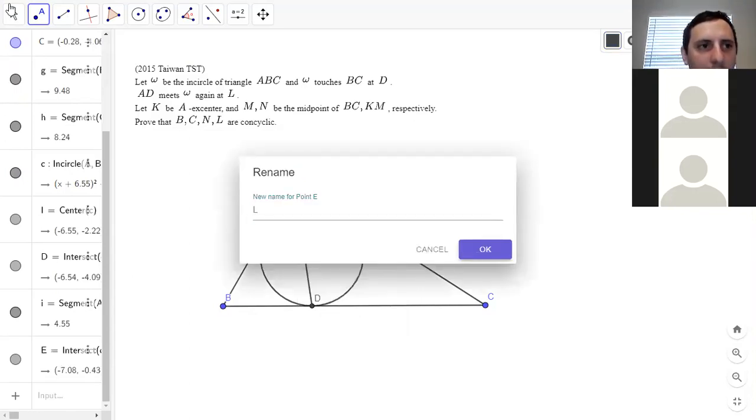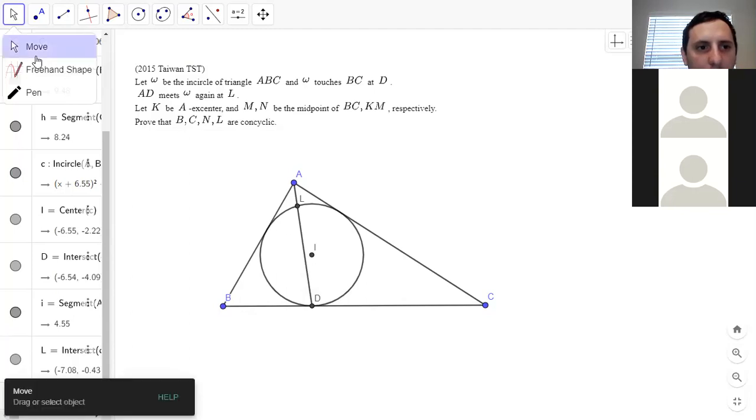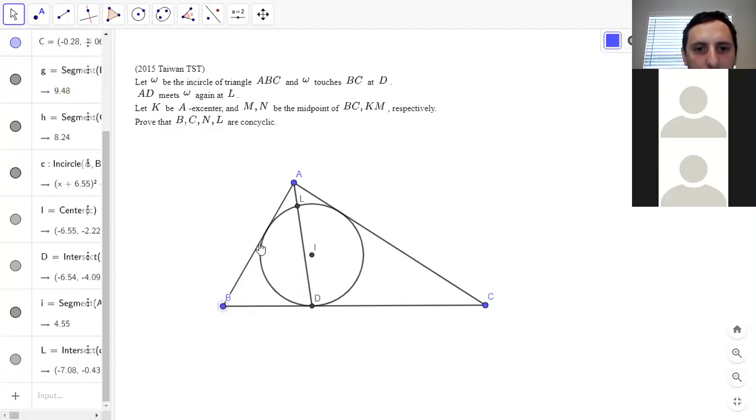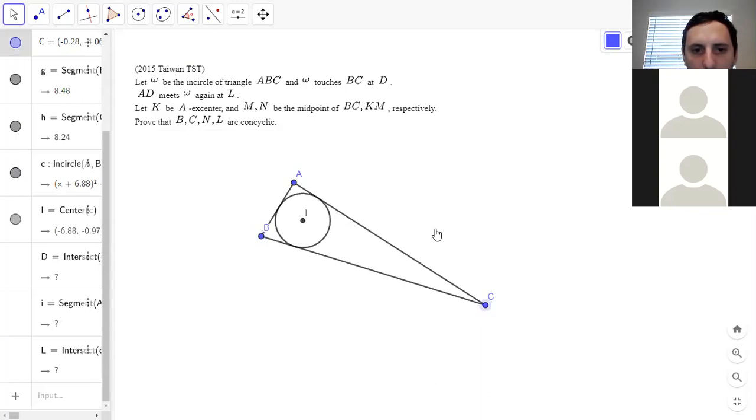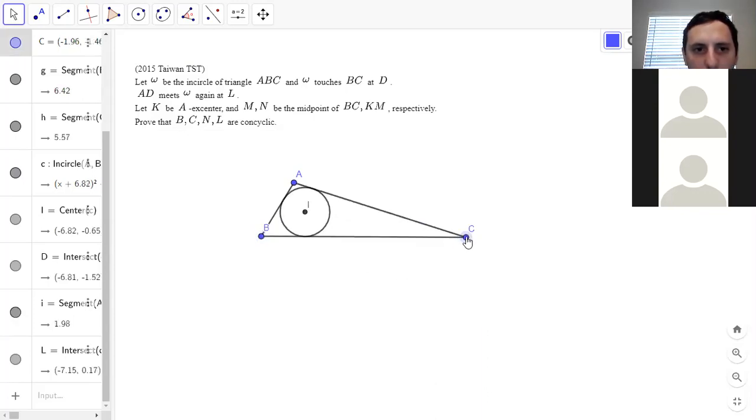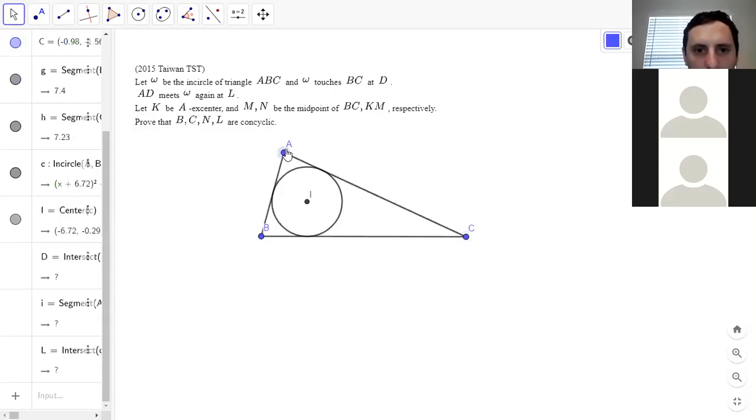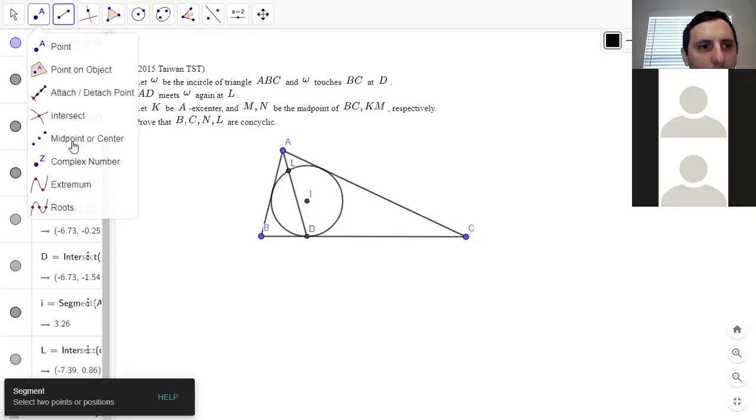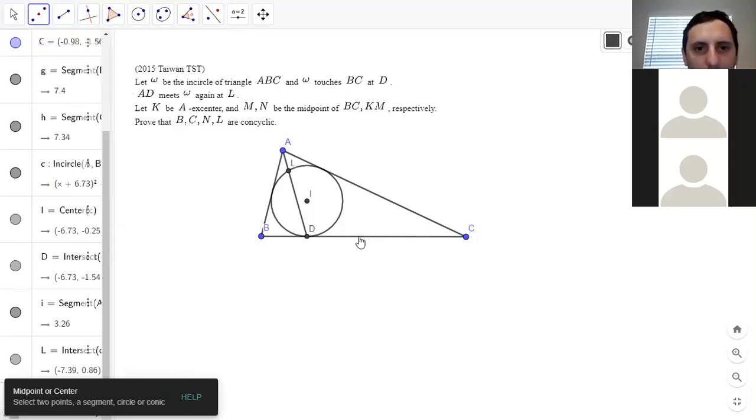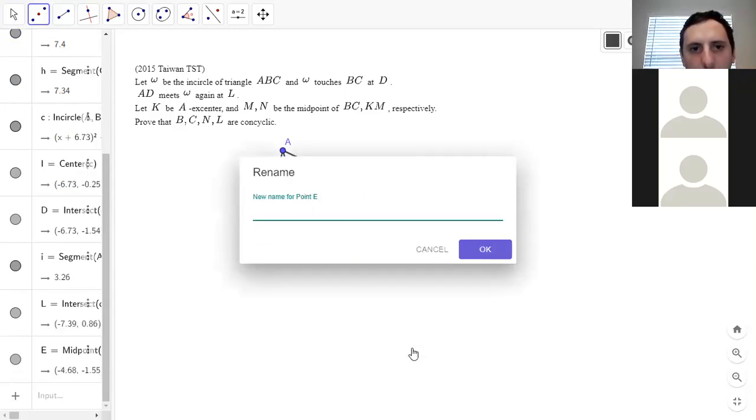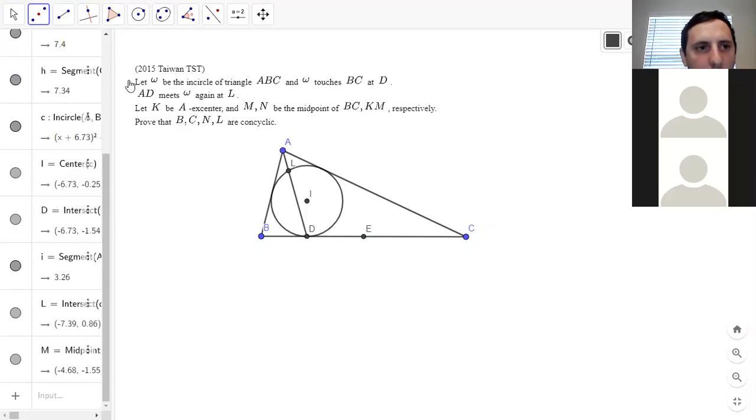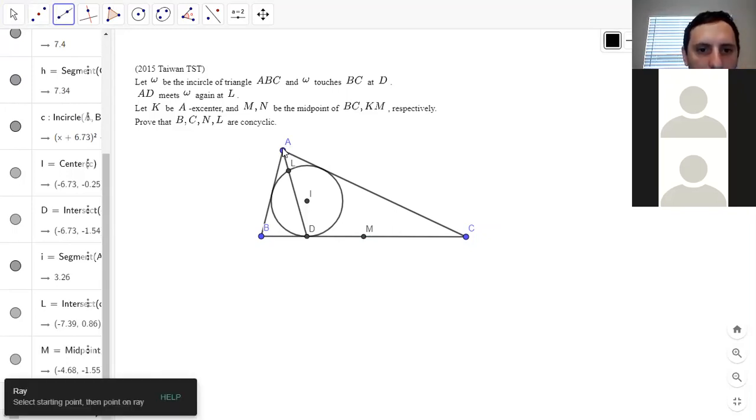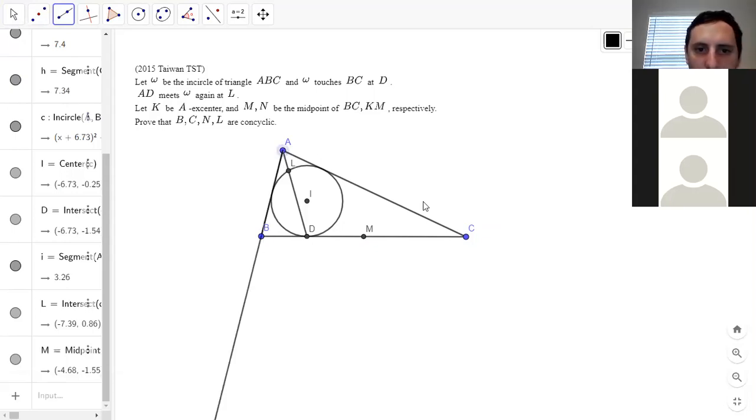Okay, we need to draw the excenter. So we have the A-excenter. Let's see. But you know what? This problem looks kind of familiar, actually. We might have done this one too. So M is the midpoint of BC. And then, okay, we need to draw the excenter. Excircles always take a long time to draw.